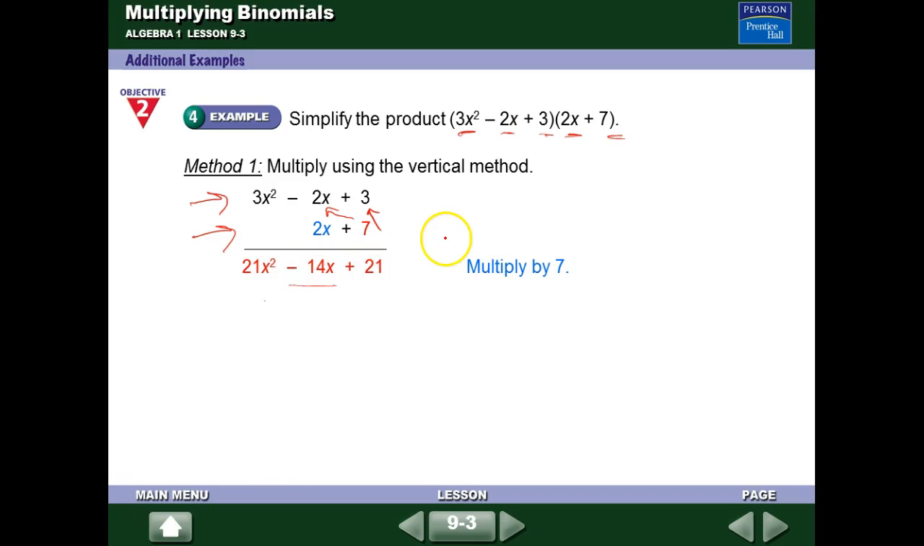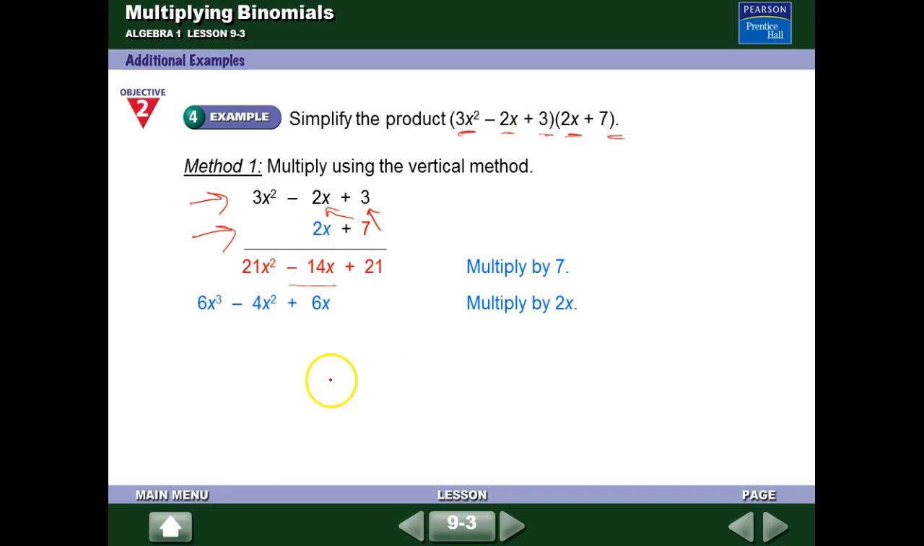The next step we need to do is multiply everything by 2x, and they have done this in blue for us because this 2x here is in blue. 2x times 3 gives you 6x. 2x times negative 2x gives you negative 4x squared. And 2x times 3x squared is going to be 2 times 3, 6. x squared times x is x cubed.